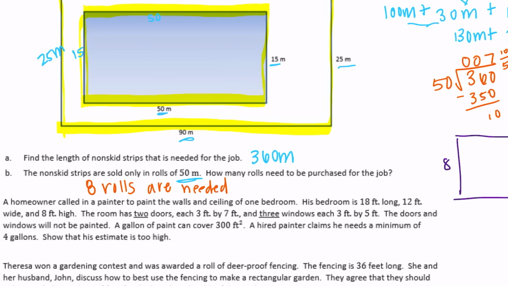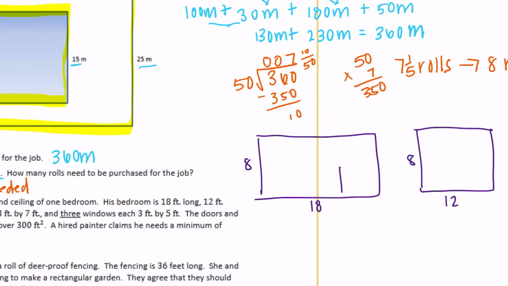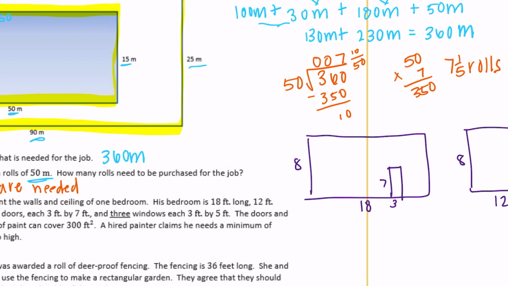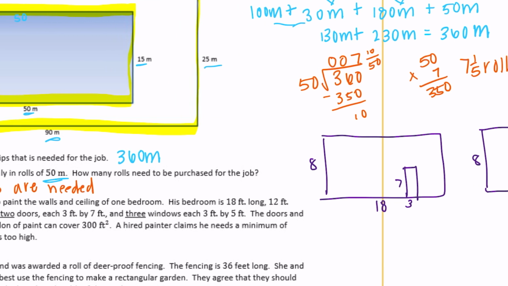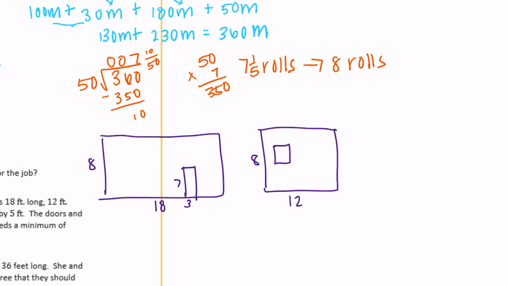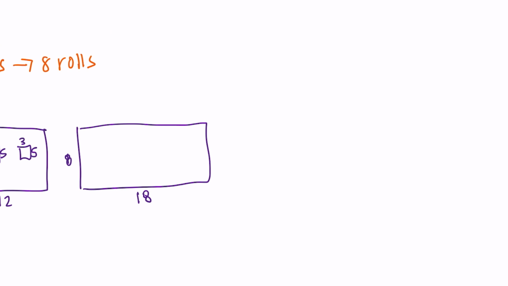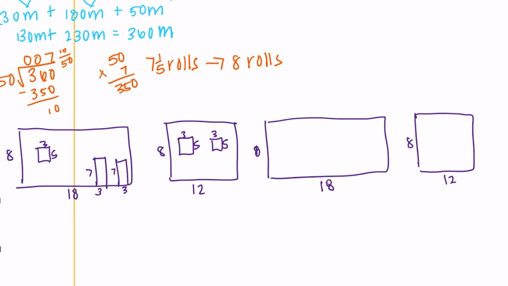Let's see, it says the room has 2 doors, so there's a door, each 3 feet by 7 feet, and 3 windows, each 3 feet by 5 feet. So 3 by 5, 3 by 5, 3 by 5, and I'm just going to add an extra door so we can visualize it. And you know what? I'm going to go ahead and draw the other 2 walls. This way up, just so we don't get confused. 8 by 18 and 8 by 12. Okay, so these are all the walls of his bedroom.